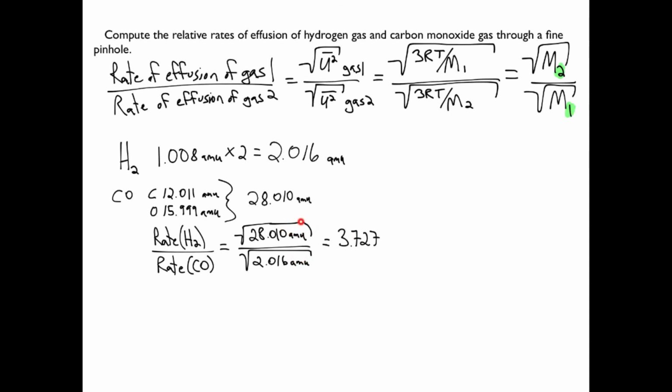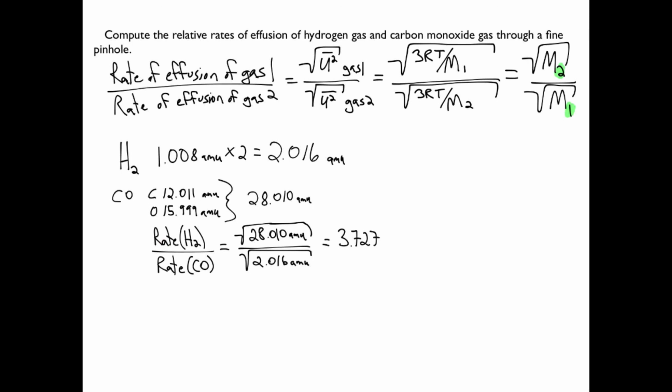And there are no units to that number because my units would have canceled in this expression. I would have square root of atomic mass units on the top, square root of atomic mass units on the bottom, and therefore no units on my answer. And this makes sense because I'm looking at the relative rates of effusion. And so what does this expression actually tell me? It tells me that the rate of effusion for hydrogen in this sample is 3.7 times faster than the rate of effusion of carbon monoxide.